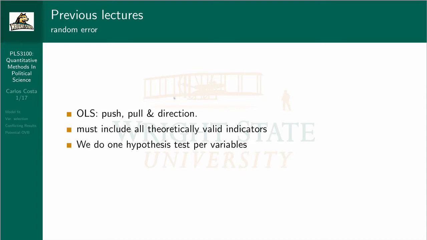In the previous lectures, we have covered all of the elements that make up the OLS. We have the push, the pull, and the direction. We talked about linearity and omitted variable bias. We also talked about how you need to do one hypothesis test per variable.